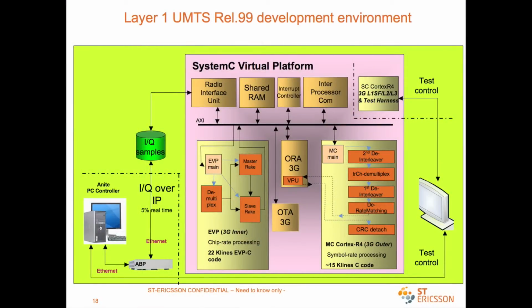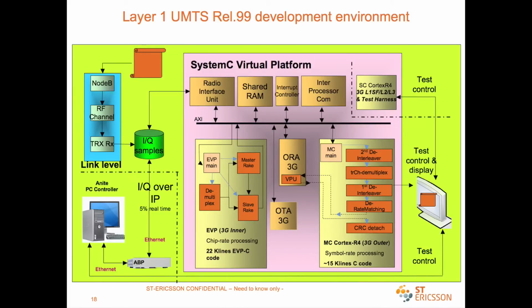Here we see the AXI interconnect on this picture. The AXI was the bus used for the real IC. For us, as I already mentioned, we used a simple PV bus at the beginning. Then some dedicated IPs like shared memories and the interprocessor communicator. Here we have the 3G outer receiver acceleration. On that we had the VPU, the Viterbi processor, which was not software but a hardware block. Also the turbo decoders, and the same things for the transmit path. Okay, so here we see IQ samples and the radio interface unit.